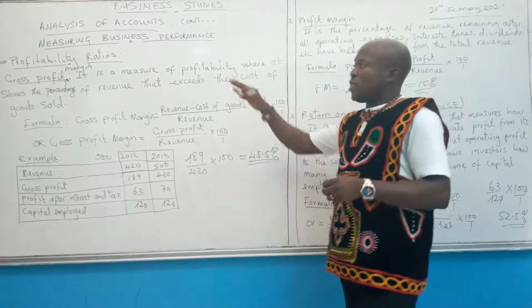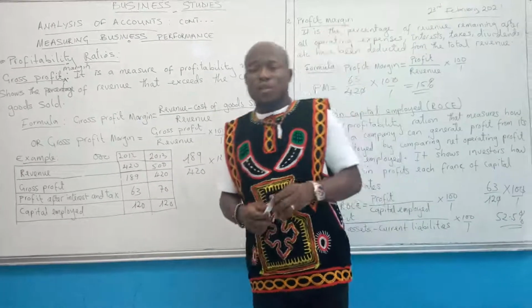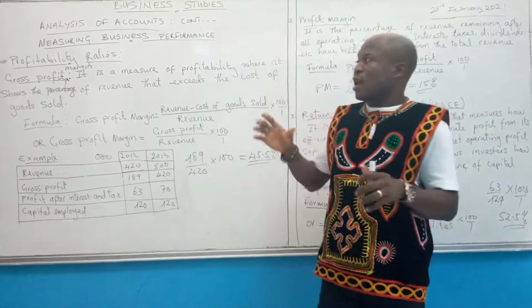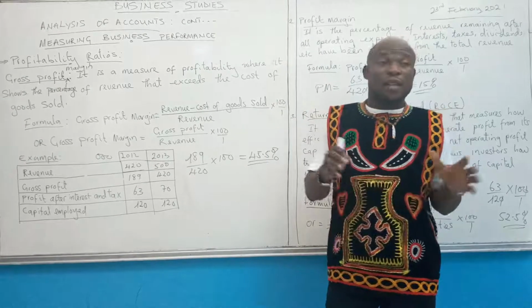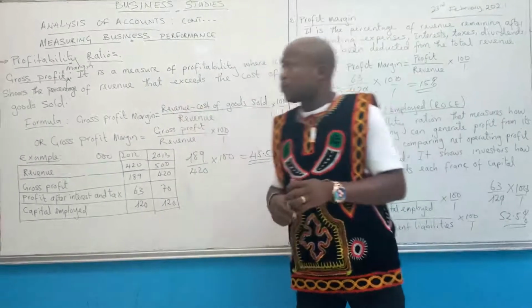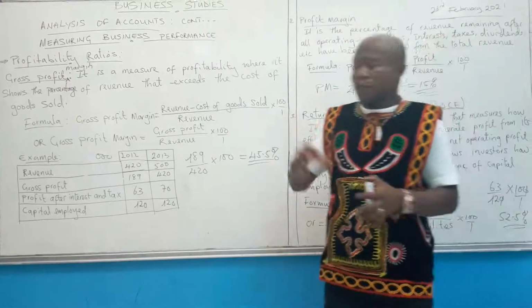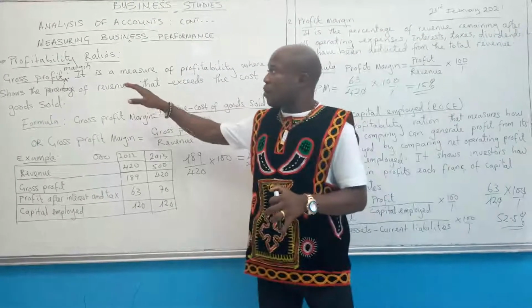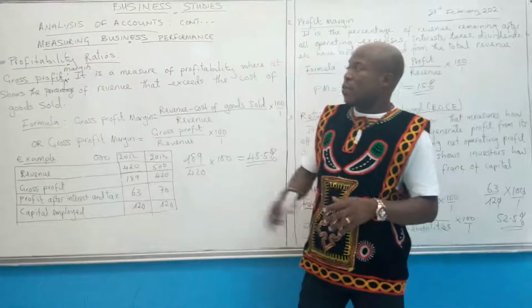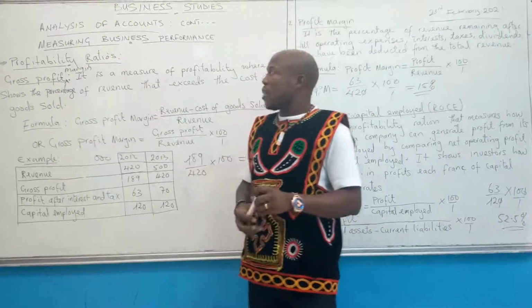So profitability ratios are the ratios that show how profitable the business has been in the year just ended. That's the accounting period of a year, the accounting year. And we are going to be looking at three different profitability ratios. And we are starting with gross profit margin.